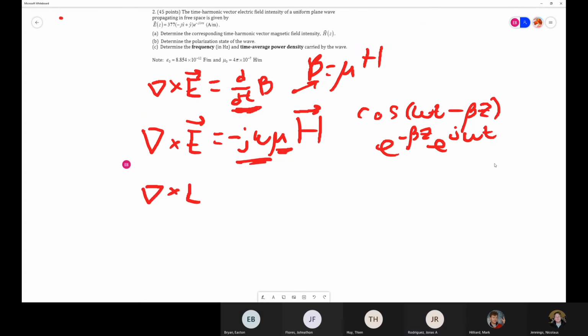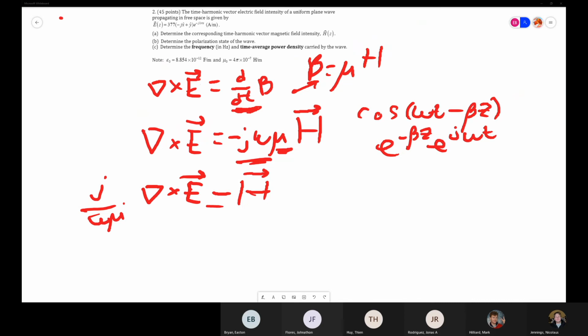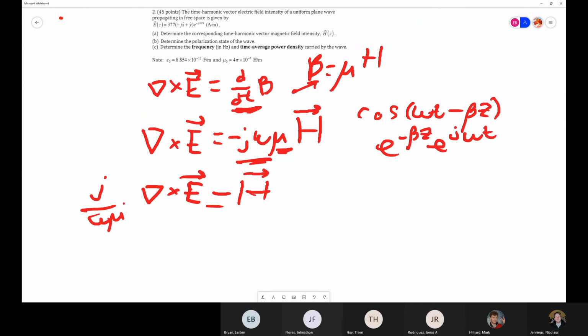So then since we're solving for h, moving this stuff to the other side and dividing by negative j just gives you positive j, and then you have the over omega mu naught, and that equals h. So that makes this really easy to find. You're literally just taking the e that you're given above and splitting it up.